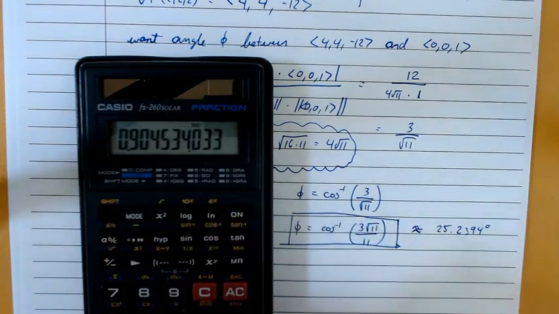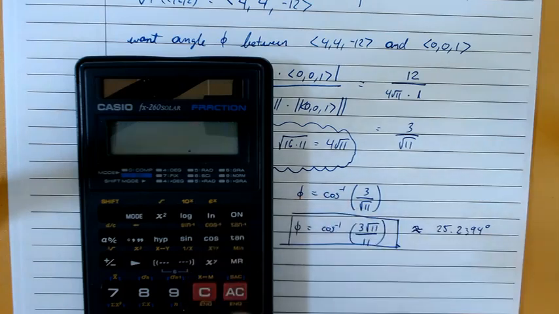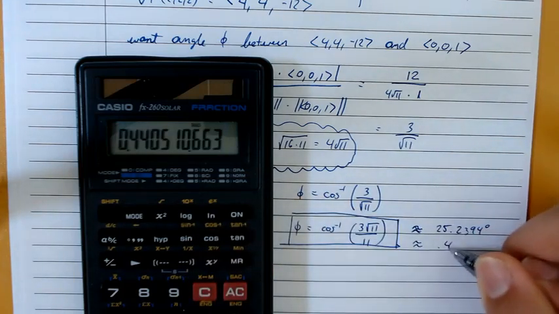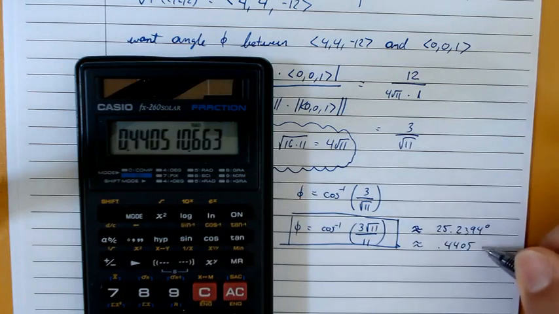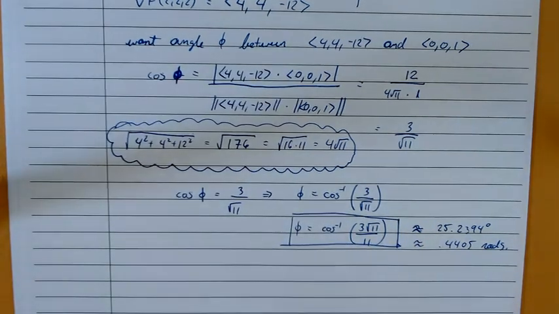Or if you want to do it in radians, that would be 3 divided by root 11. Oh, let's change that to radians. And then we take the arc cosine of that. And that would give us approximately 0.4405 radians. So any of those would be fine. This would be your precise, your exact answer.